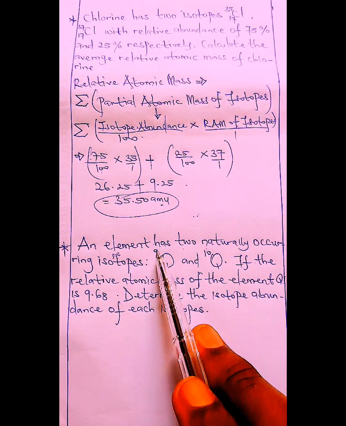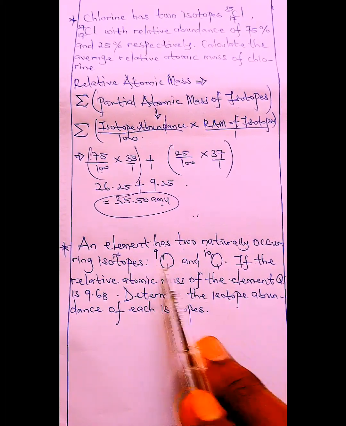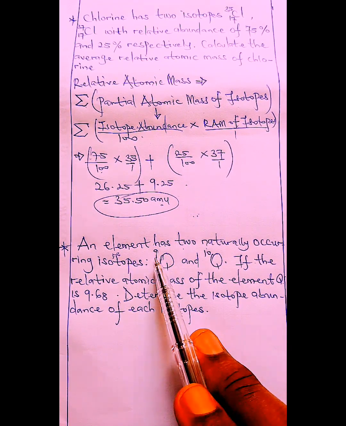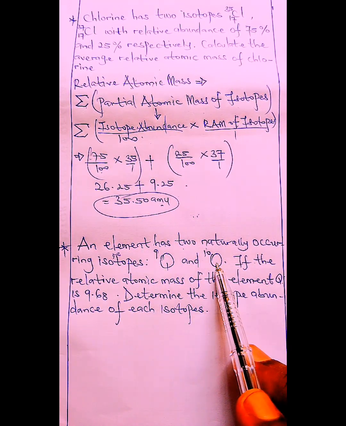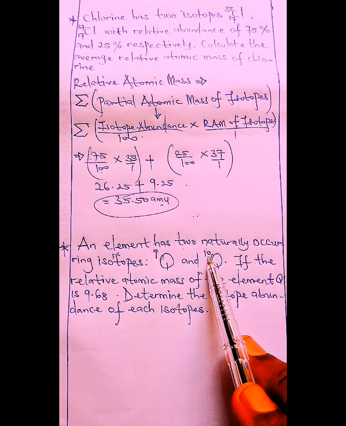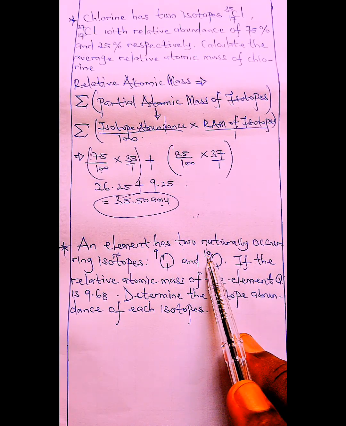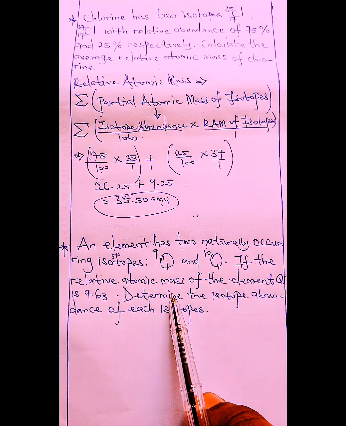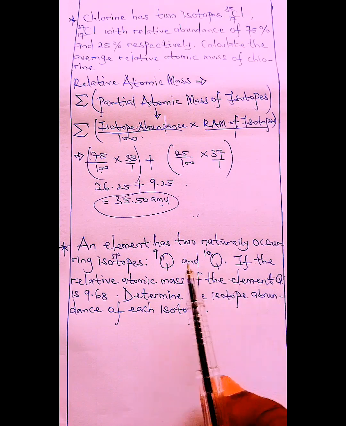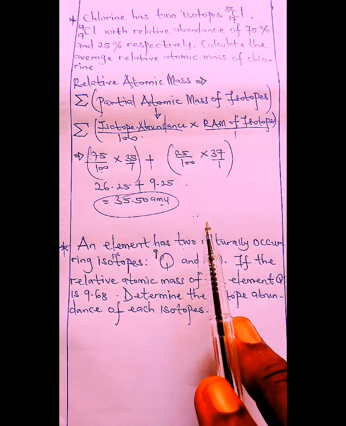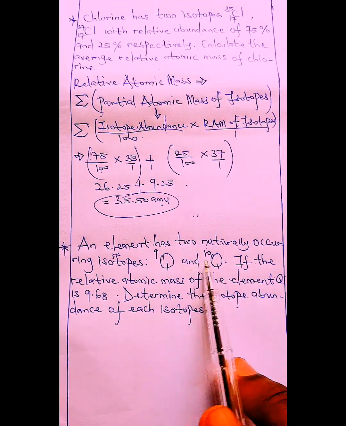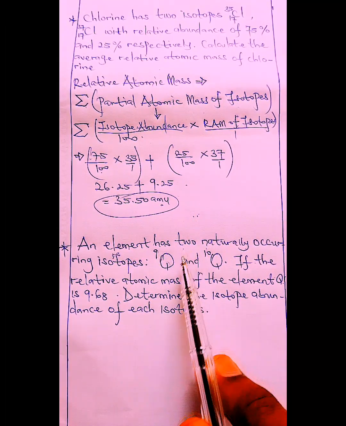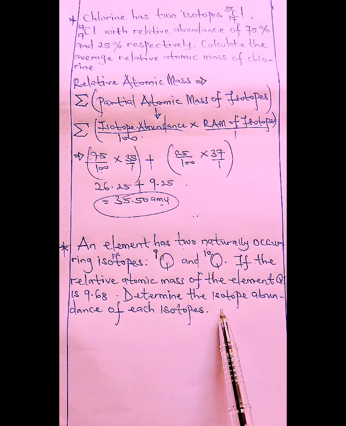Now look at, as you can see, we are given the atomic mass unit of each of those isotopes. The first isotope for this element Q has an atomic mass unit of 9. The second isotope for this same element Q has an atomic mass unit of 10. So now don't forget, based on the formula up there, for us to get the average relative atomic mass unit of this given element Q, we will need to get the partial atomic mass unit of each of those isotopes given. By the time we get the partial atomic mass unit of each of them, we sum them up to get the relative atomic mass unit of the element Q.